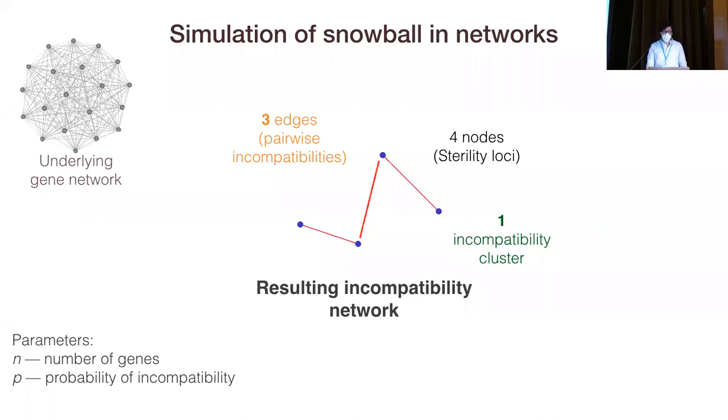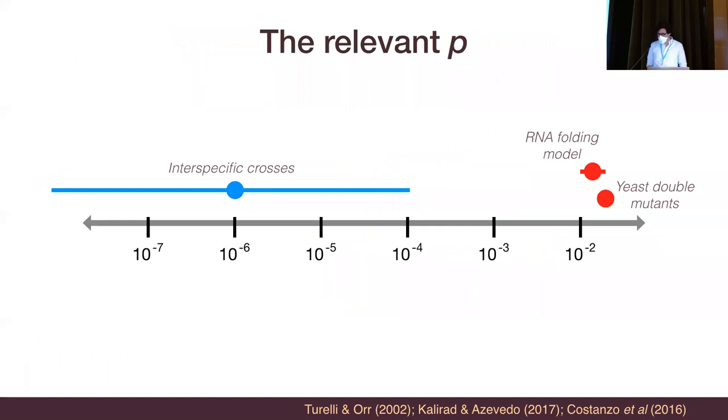All right, before I show you the results of their simulations, I wanna stop and think a little bit about what the value of P should be, right? So in 2002, Turelli and Orr argued, using interspecific crosses, mostly in Drosophila, and I think there were some Bombina examples there, that they had detected a handful of DMIs and there were estimated tens of thousands of amino acid substitutions between these species, so P should be on the order of 10 to the negative 6. If they were a little bit generous with their interpretation, maybe all the way up to 10 to the negative 4, but it is clear that the genome-wide P should be very, very tiny.